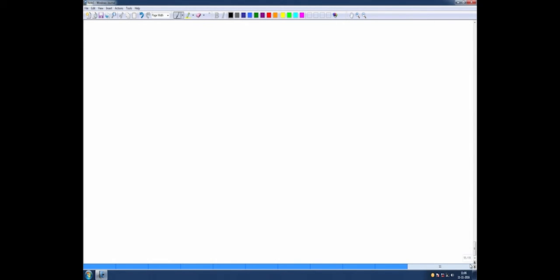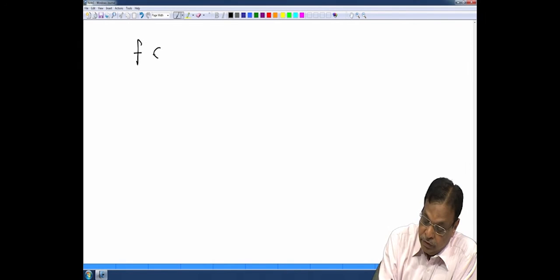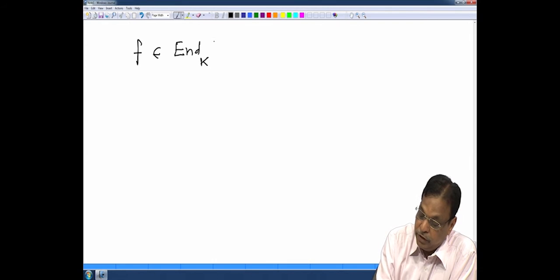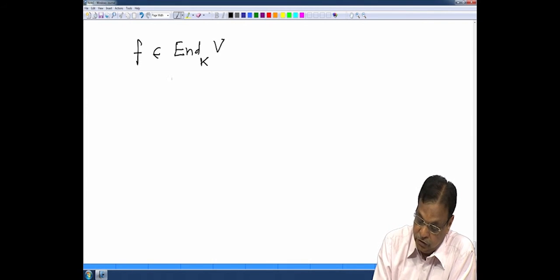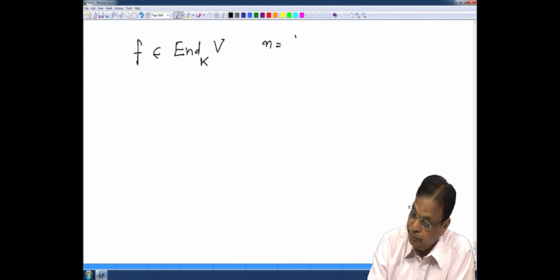without going through a basis, choice of basis, and then writing the matrix of f and so on. So, now the only thing we have given is f. f is an endomorphism, a linear operator on a finite dimensional vector space V, and let us call n the dimension.